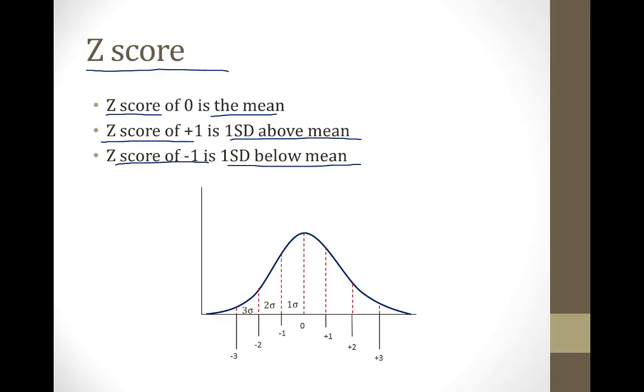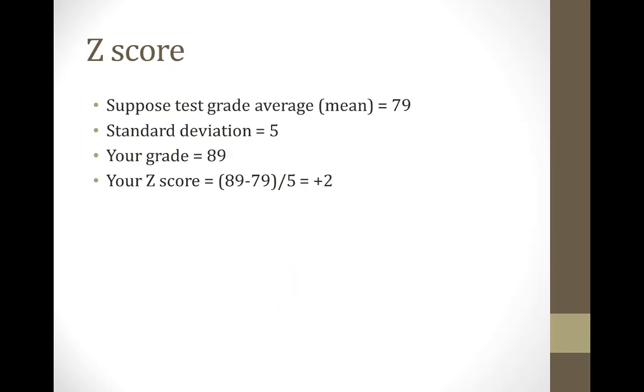So all these dotted lines here on this chart down at the bottom, which represent standard deviations away from the mean, can also be changed into z-scores by just writing -1 or +1. So just to make this very clear, in case you're ever asked to calculate it, suppose a group of students had a test grade average or mean of 79 and the standard deviation was 5.